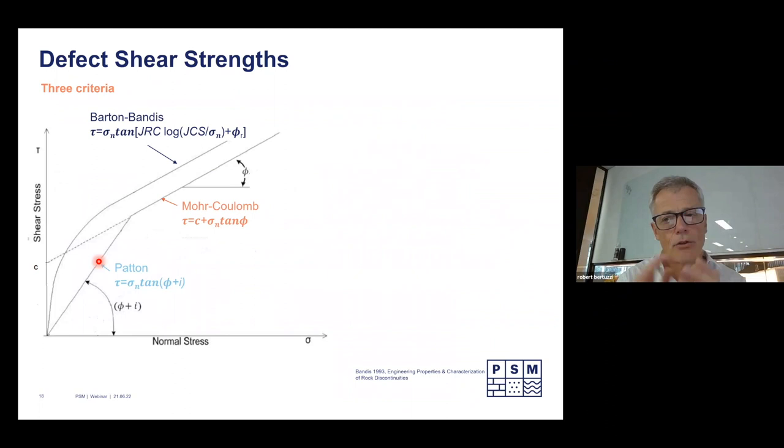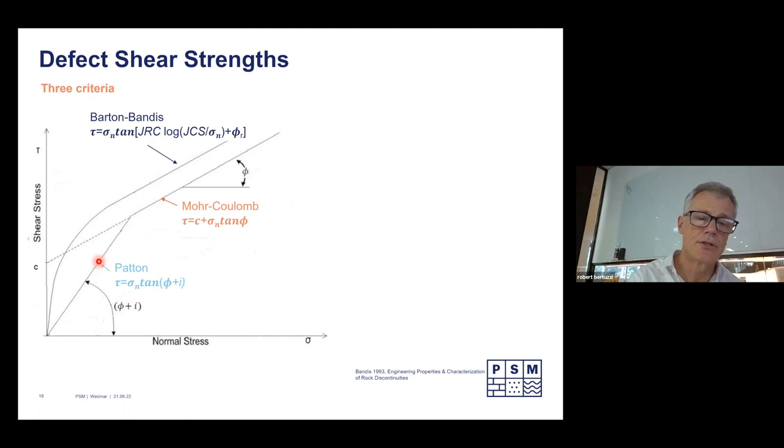Three criteria tend to be used. Mohr-Coulomb, which is just our straight line, gives you a cohesion and a constant friction angle. Sometimes it's called the Patton envelope, and that's the bilinear approach. So it starts off with zero cohesion, a steep friction angle. I'll explain what the parameter i is in a moment, and then it reaches its friction angle. And then Barton-Bandis, which is a curved envelope. As the normal stress increases, it crushes any asperities or the roughness and reverts to a constant friction angle.